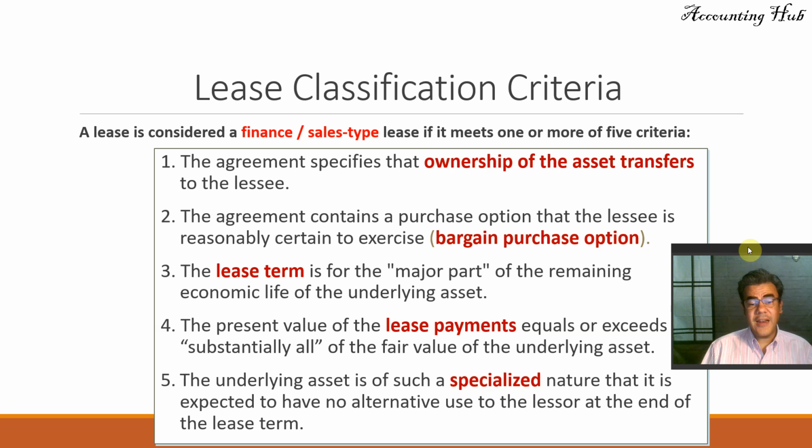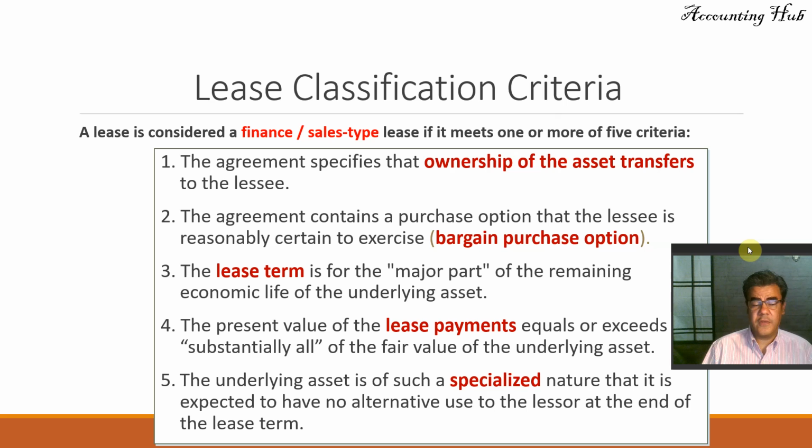Four, the present value of the lease payments equals or exceeds substantially all of the fair value of the underlying asset. This car that I am purchasing, if I would purchase it in cash, I would pay $85,000, and the present value of the lease is 25, 26, or 24.5. So it is equal or exceeds substantially all of the fair value. So okay, I'm purchasing it.